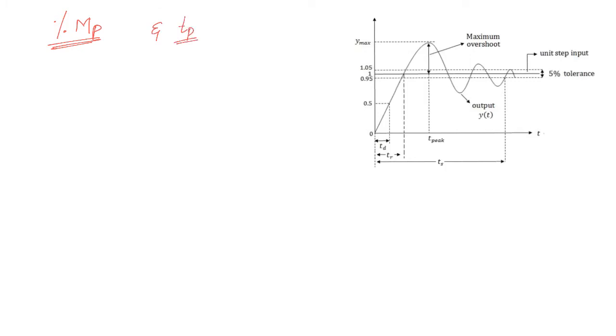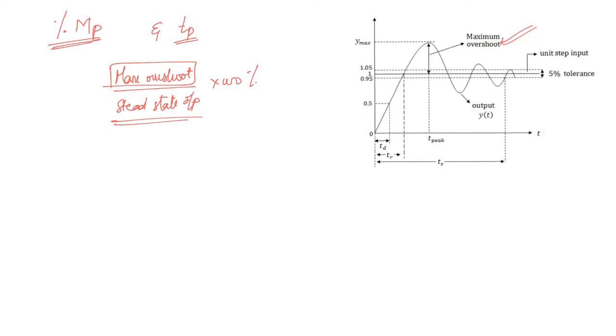Okay, so what is maximum overshoot? Percentage maximum overshoot is nothing but the maximum overshoot divided by the steady state value of the output into 100. Okay, so this will give the percentage overshoot. But what is maximum overshoot? This is represented in the diagram here. It is the difference between the maximum value of the output and the steady state value, that is 1 in this case. Okay, so this is the maximum overshoot.